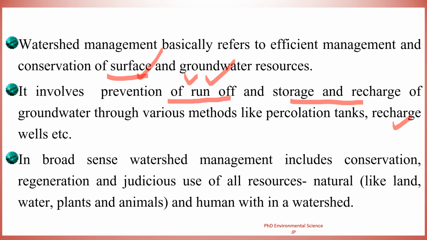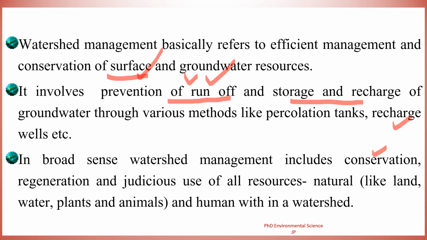Then conservation and regeneration of natural resources. It includes protection and sustainable use of land, water, plants, and animals within the watershed. Conservation efforts might involve preventing deforestation, controlling soil erosion, and protecting wetlands. Then human resources. It involves managing human activities and resources to ensure that they do not negatively impact the watershed. This can include promoting sustainable agricultural practices, managing urban development, and engaging local communities in conservation efforts.